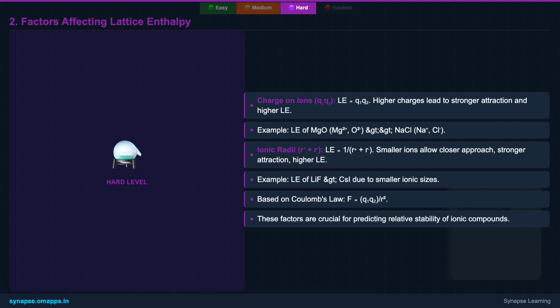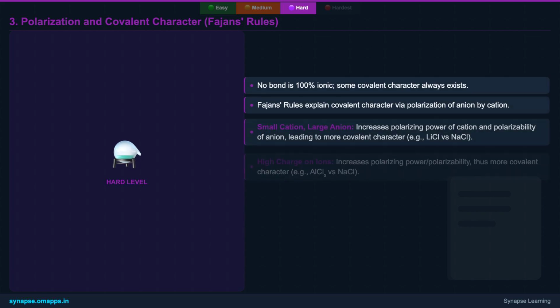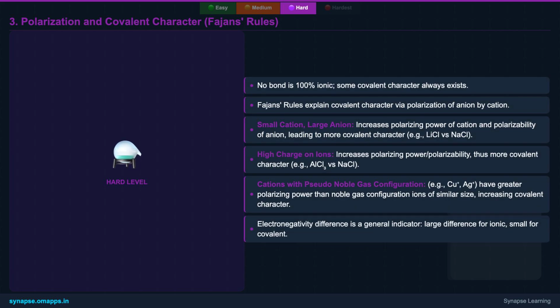Smaller ions can get closer to each other, resulting in stronger attraction and a higher lattice enthalpy. For instance, LiF has a higher lattice enthalpy than CsI due to smaller ionic sizes. While we often describe bonds as purely ionic or purely covalent, in reality, most bonds exist on a spectrum. Fajans' rules help us understand the degree of covalent character in an otherwise ionic compound, a phenomenon called polarization.